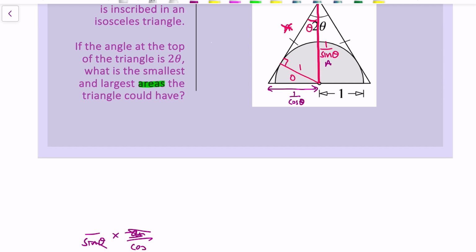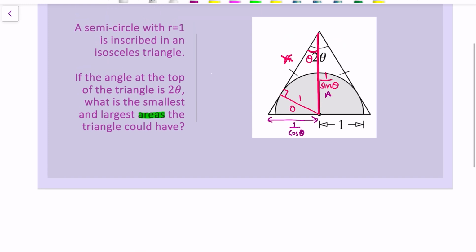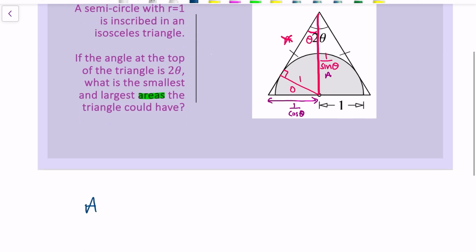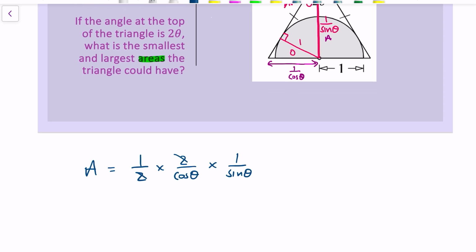Alright, we've got enough to work out the area expression for the triangle. Area of the full triangle is half times the base, 2 over cosine, times the height, 1 over sine. The 2's cancel, and we're left with 1 over cos times sine. We could differentiate that expression. It's actually probably easier if we turn this into 2 over sine of 2 theta. It means that we don't need the product rule when we differentiate.